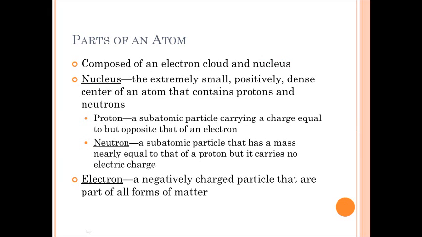Alright, so we have two basic parts of an atom. You've got the nucleus in the middle, and you've got an electron cloud on the outside. The nucleus itself is going to have positive particles, which we call protons, and neutral particles, which I'm going to signify with a 0, which we call neutrons. The electron cloud is going to have negatively charged particles, which we call electrons. That's the name, electron cloud.